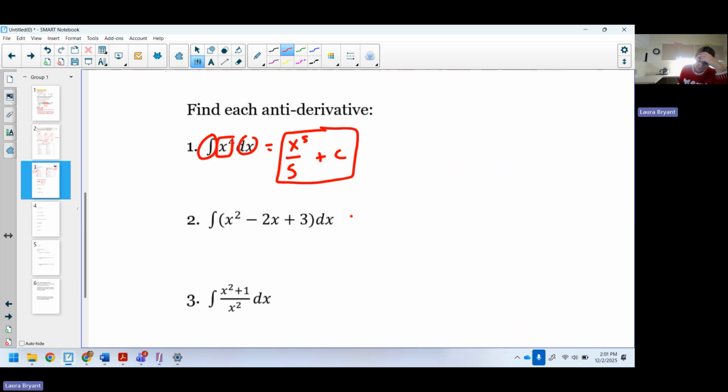Number 2, same thing. Add 1 to the power, divide by the new power. Here I'm going to add 1 to the power, divide by the new power, which will cancel those 2's out. And then 3 will go to 3x plus c. So the constant will just go to the constant times whatever the variable is.